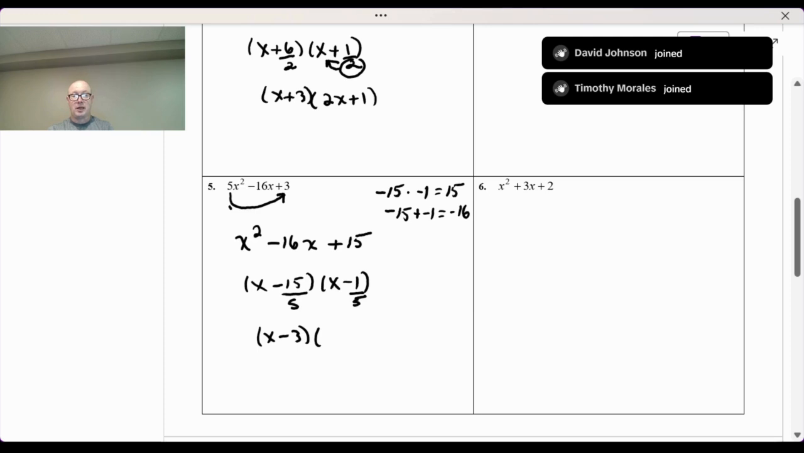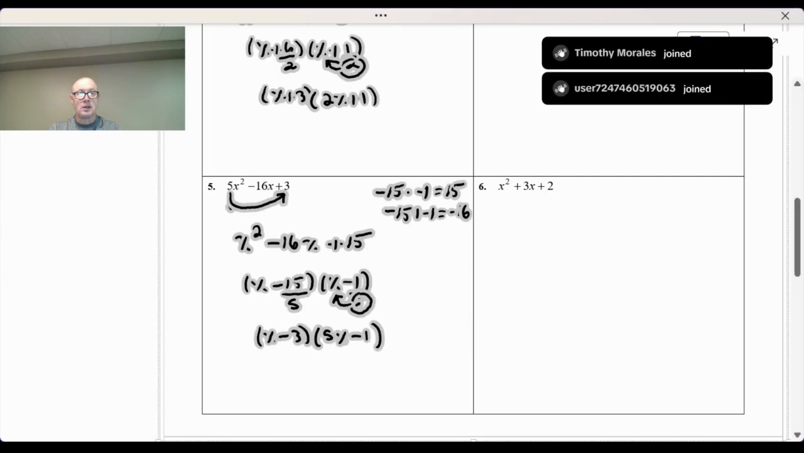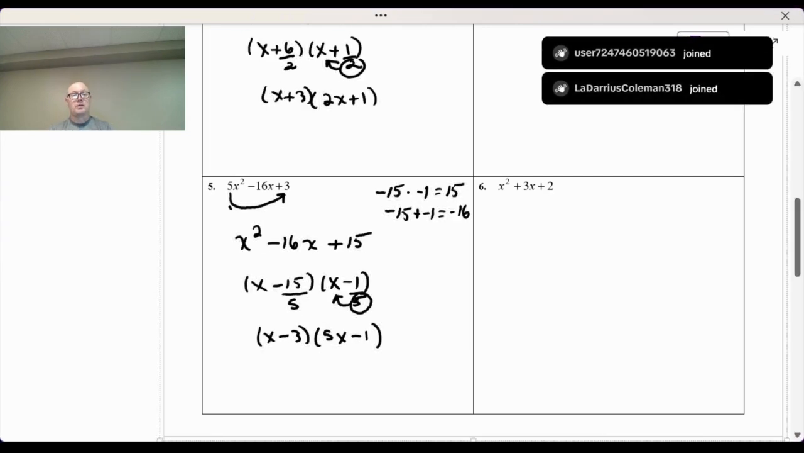Now, if you have a fraction here, to simplify this, just multiply it by the x, the denominator, so I get 5x minus 1 as my answer. All right? Okay, so next one, problem 6. I've got x squared plus 3x plus 2.